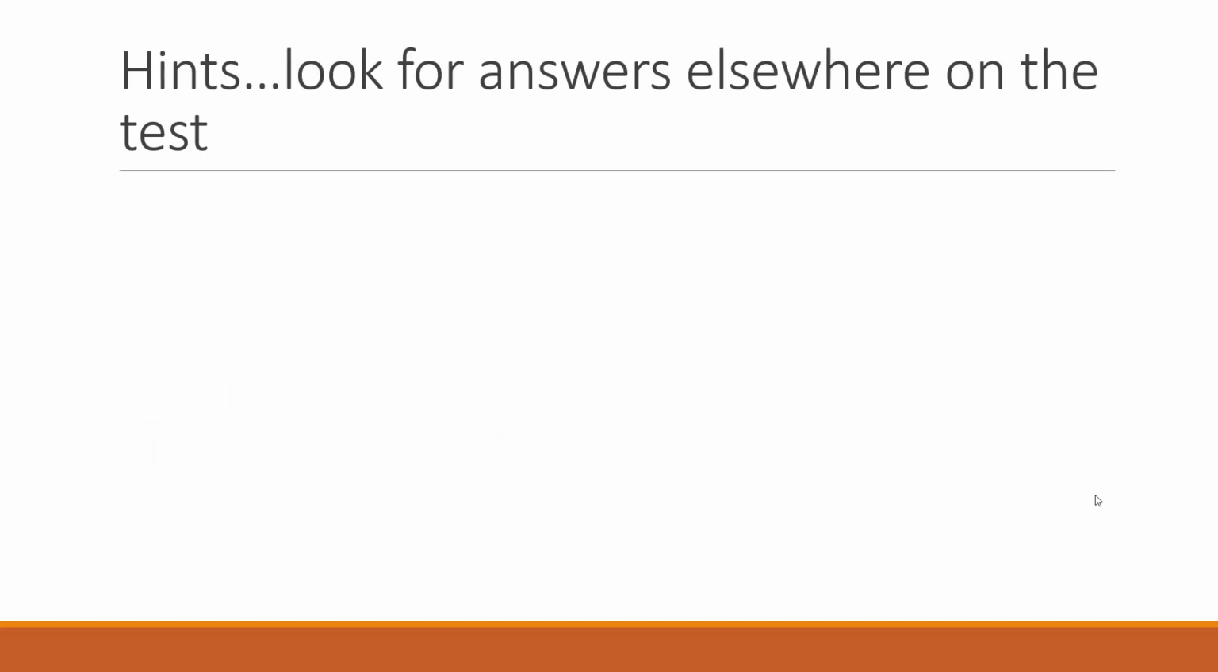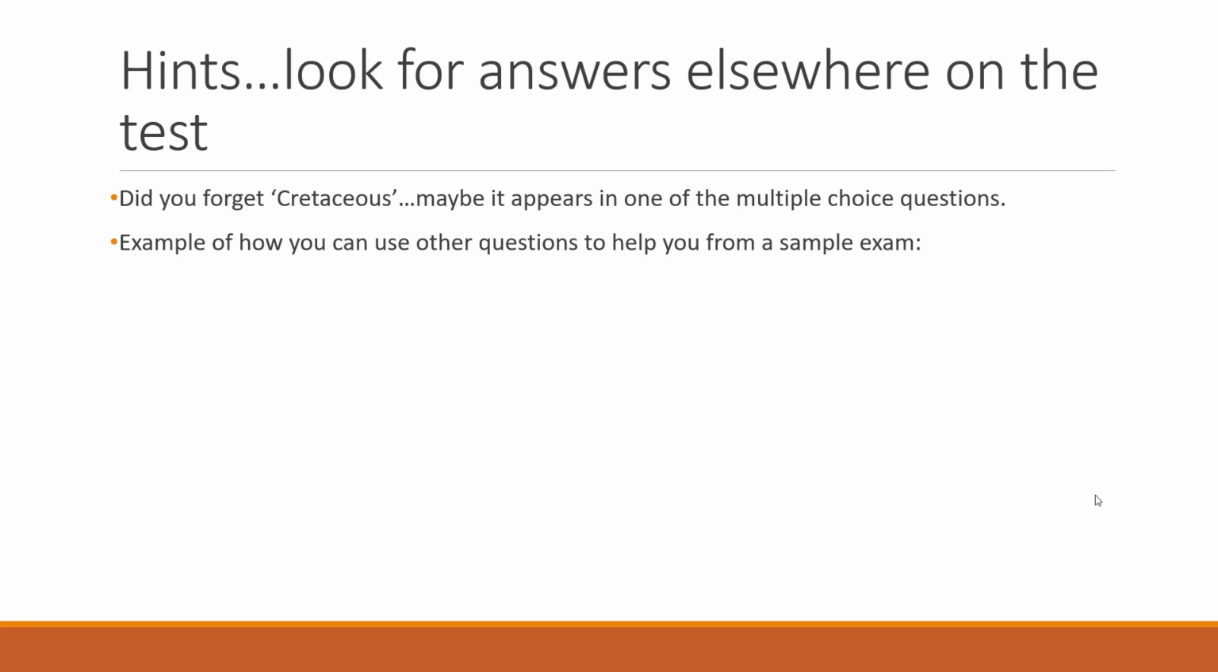So here's a hint. Look for answers elsewhere on the test. For example, if you forget the word Cretaceous and you are thinking about it, and you're like, I need to put this down, I have an idea of what this word is, but I can't remember exactly what it is. That very word may appear somewhere in another question. So it may be that as you're doing your multiple choice, that word is in the question somewhere. So maybe you've forgotten the term solar nebula and you need to use it in a short answer, but I have asked you a question as a multiple choice that's got solar nebula on it somewhere. That'll help you, one, with the spelling, and two, remembering the word.